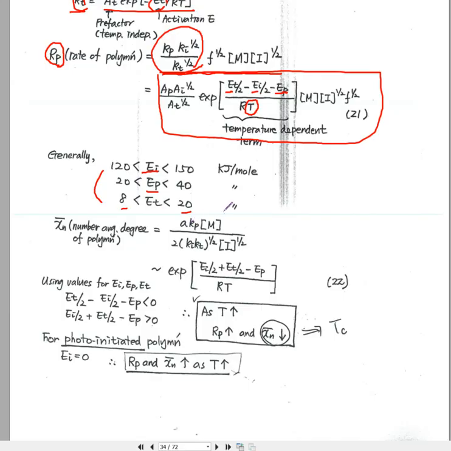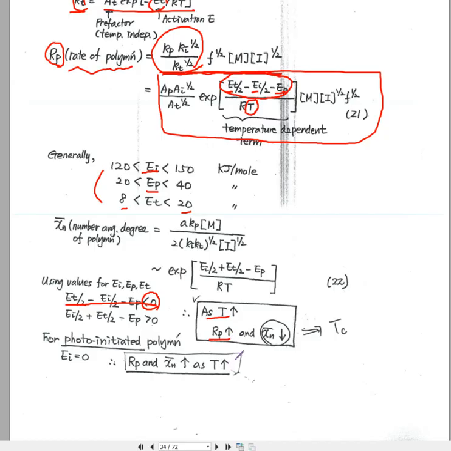Okay, so let's put these numbers inside of here. Let's say that EI is like 130, EP is like 30, ET is, let's say, just 10 to make a simple calculation. If you put it here, then the calculated value is negative. Which means that as the temperature increases, this rate of polymerization also increases, right?